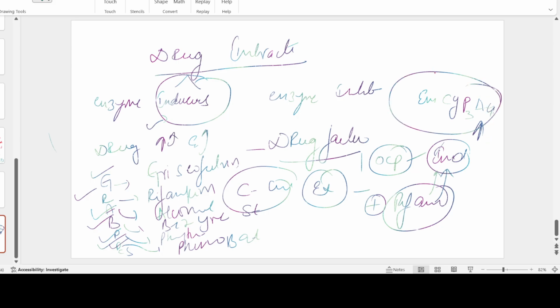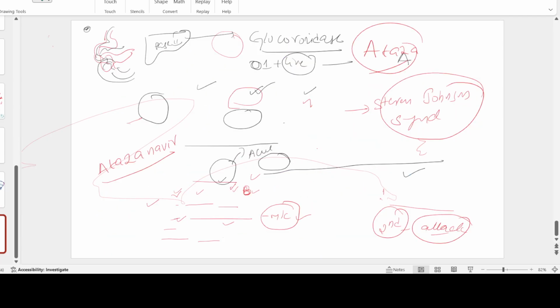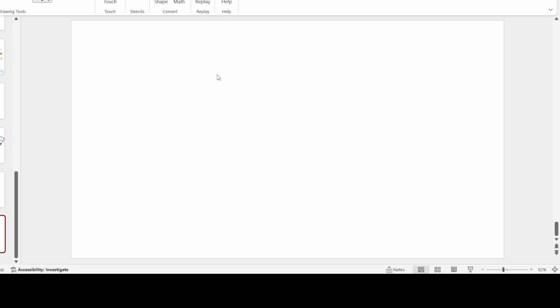Now, the moment it increases the activity of the enzyme, what does it do? It breaks down the OCPs. Once it breaks down the OCPs, the effect of the OCP decreases, so that leads to failure. Now, the same applies in the other aspect, where you have something known as enzyme inhibitors.